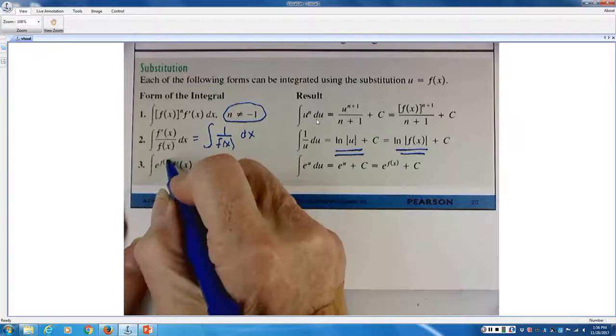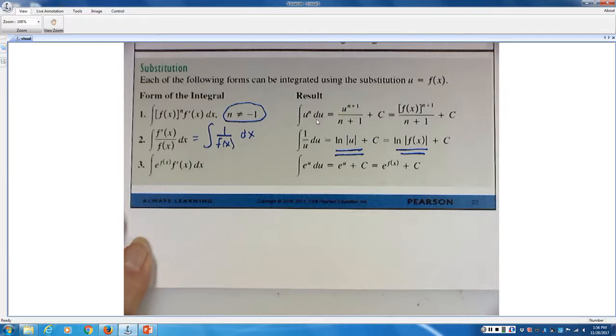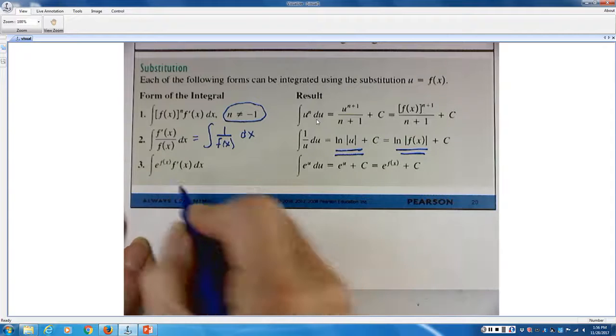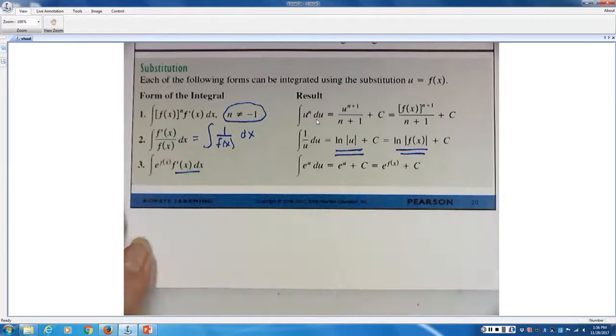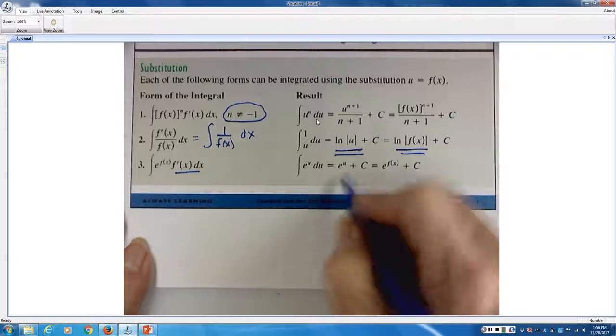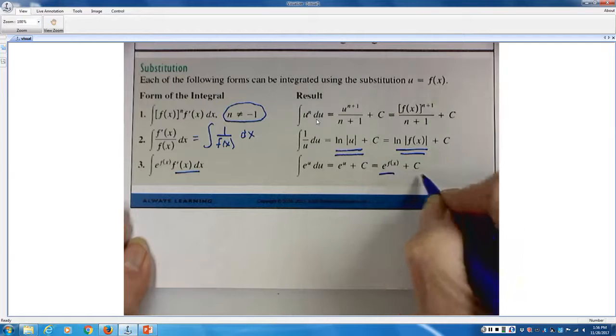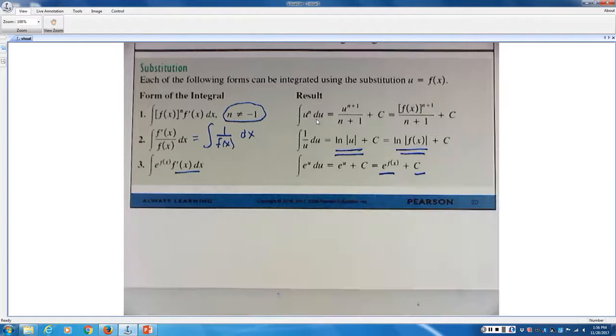If you have e raised to a power, the power becomes the u, and its derivative has to be present. But once you've got that, then the result is e raised to that power plus a constant. And if you had to add in another constant outside the integral, then you bring that in.